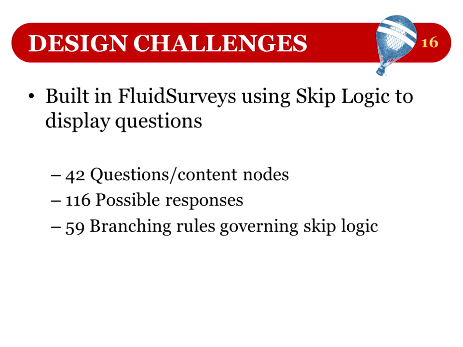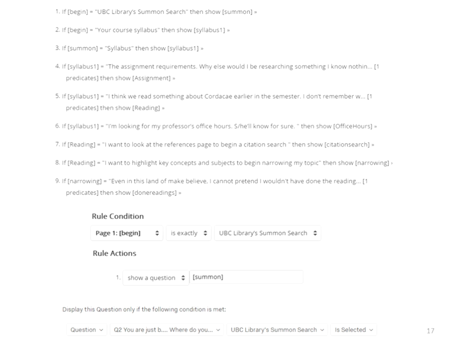So our final implementation was 42 questions or contents with those four main big hubs. There were 116 possible responses and 59 branching rules controlling what content appeared and when. And drafting the rules itself was probably one of the hardest parts.